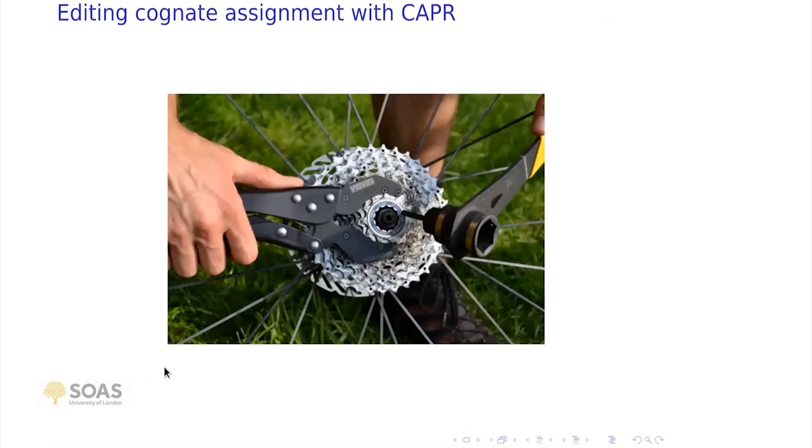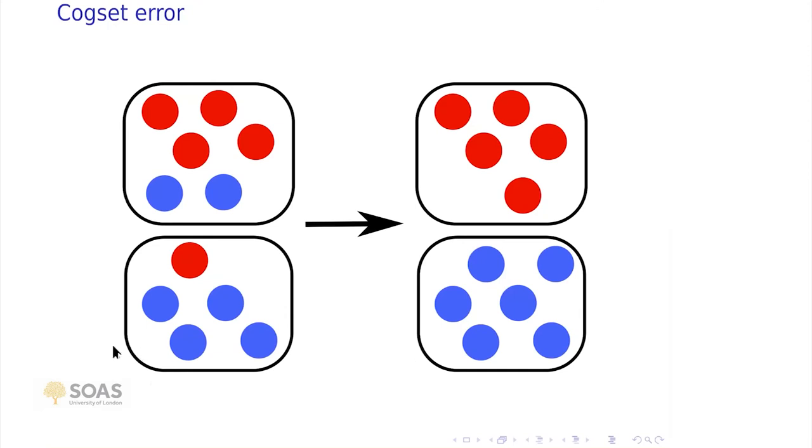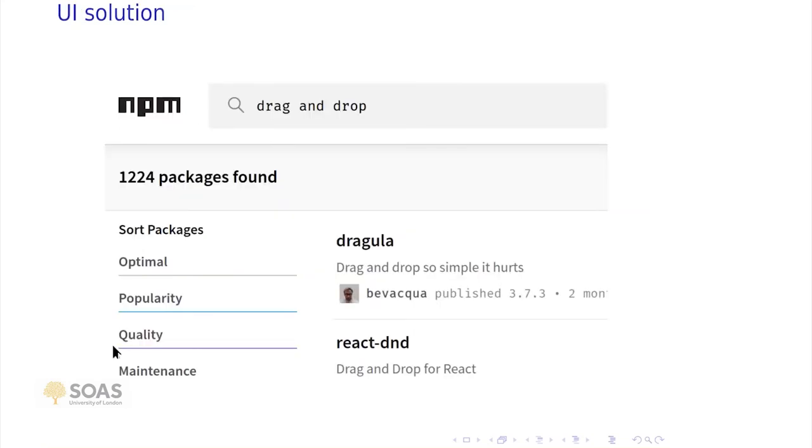So let's talk about this iterative improvement in both parts. The more interesting part is that of cognate assignment. So how are you going to solve those seemingly intractable problems of creating cognate sets? Well, here is this misattribution cognate set error. Since I put it like this, how are you going to correct them by dragging them around?